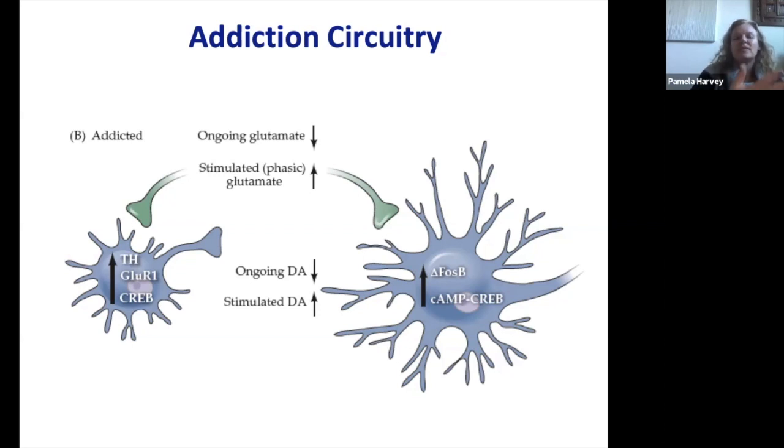And without that enormous amount of stimulation, everything that's responsible for it has been downregulated. So it's really, really hard for people who are physically addicted to drugs to get off for these reasons, because of glutamate signaling, dopamine signaling, CREB and cyclic AMP, and also the expression of glutamate receptors.